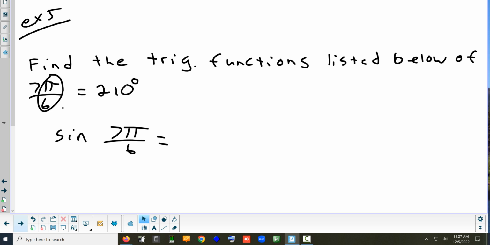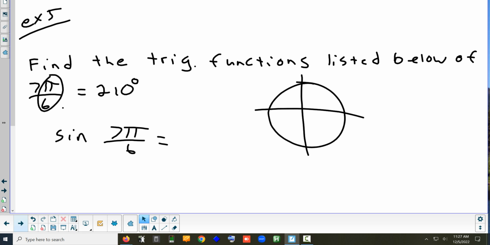Now think about 210. Is that a multiple of 30 or 45? That's a 30, so we're going to involve the 1/2 and the root 3 over 2. Where's 210 on the circle? Quadrant 3. Is it closer to the x-axis, the y-axis, or right in the middle? Closer to the x. So there's your triangle. So what's your coordinate?